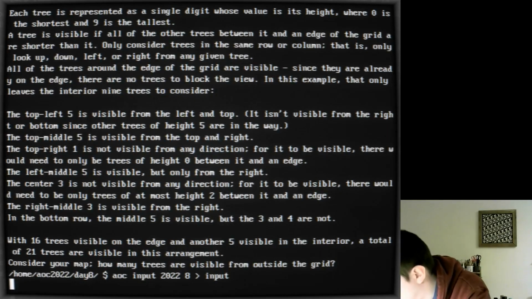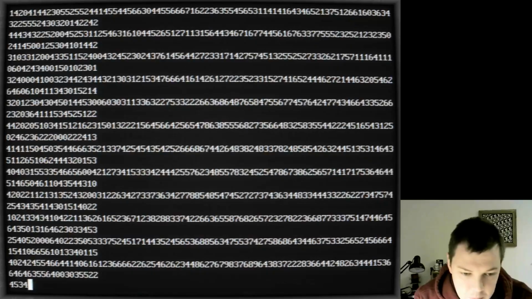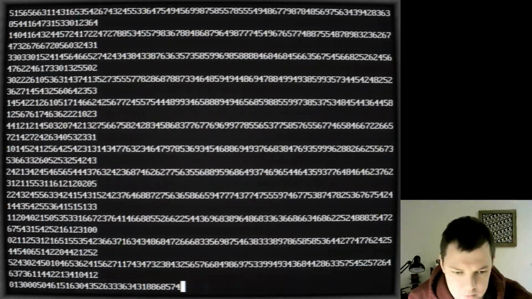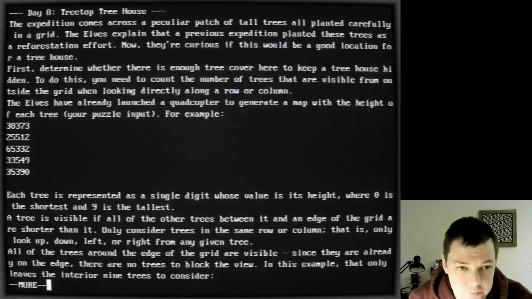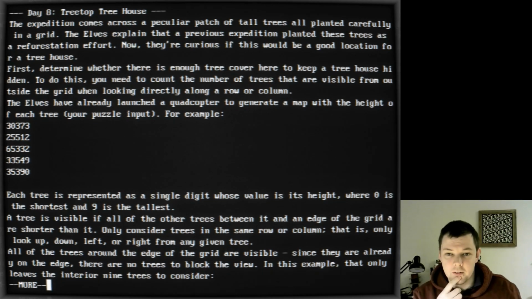Sample answer part 1: 21. I think it's a 2D grid problem, and it looks like it's 100 by 100. Oh, that's not bad, right. Number of trees that are visible from outside the grid when looking directly along a row or column.